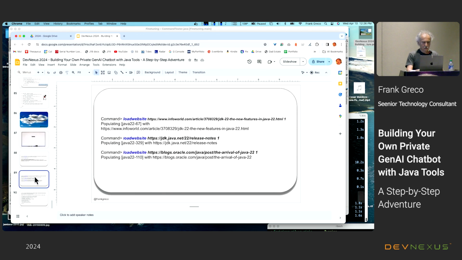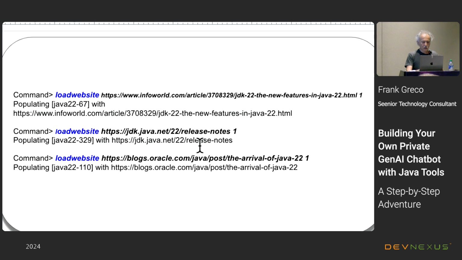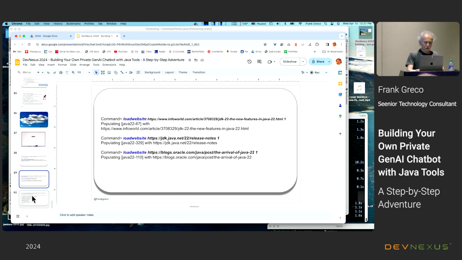So then what my code does, using some libraries that we all know and love, is load a website. Here's an InfoWorld article, recursive level 1. So don't read the entire website, you'll be here for 2 hours. Just read the first page. So I read that one. Read this other one, the release notes on Java 22. Only go down one level. Here's another one.